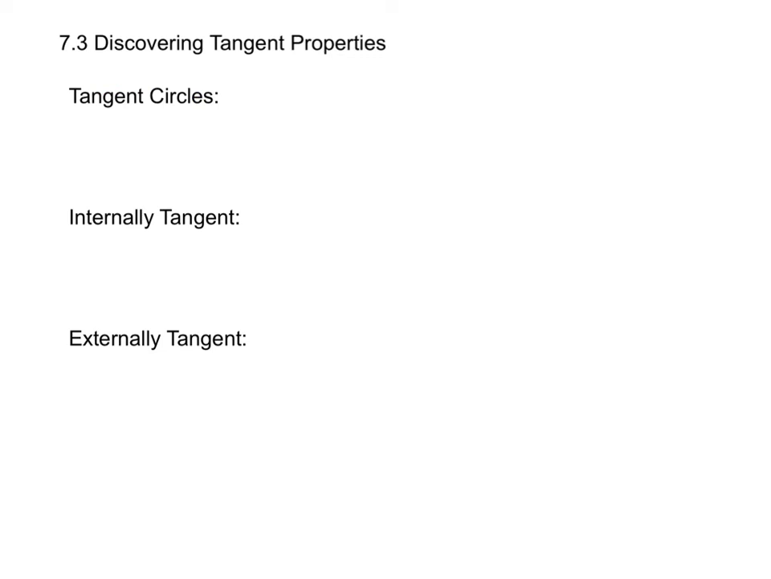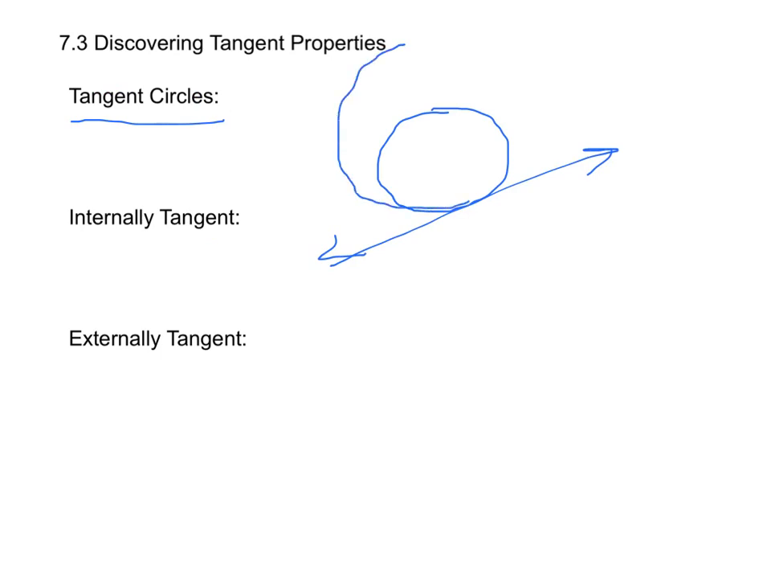So tangent circles are circles that are tangent to the same line at the same point. And there are two different types of tangent circles. They can be internally tangent, in which, so we have our line, and then we have a circle that's tangent to it, like that. And then we have another circle that's tangent to it also, and as you can see, one is inside the other, so we call that internally tangent. But they're tangent to the same line at the same point.